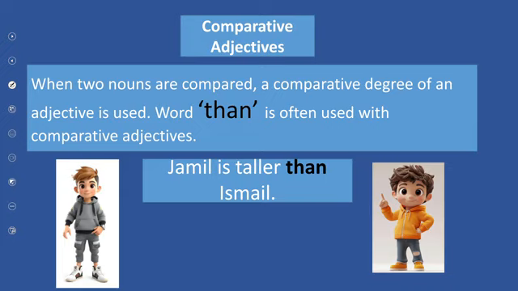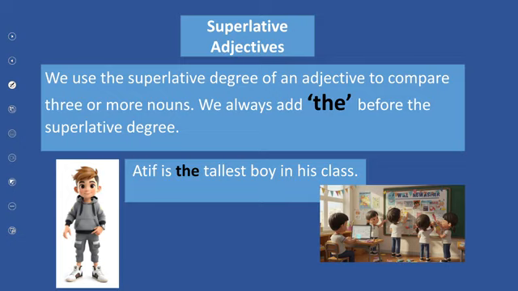Now, what is a comparative degree? Comparative degree is a comparison between two nouns. When we compare two nouns, we call it a comparative adjective. We use the word than. All right, let's see an example over here. Jamil is taller than. Than should always be there in the comparative adjective degree, because it shows the comparison between two nouns. Got it?